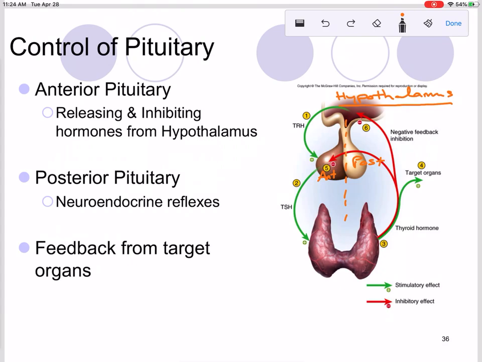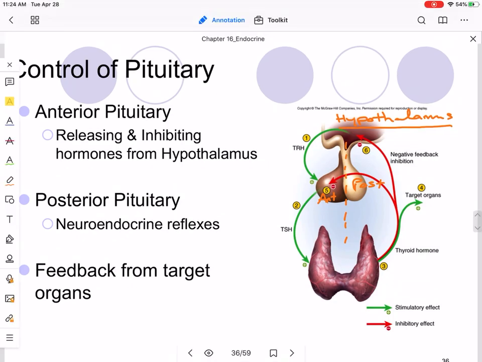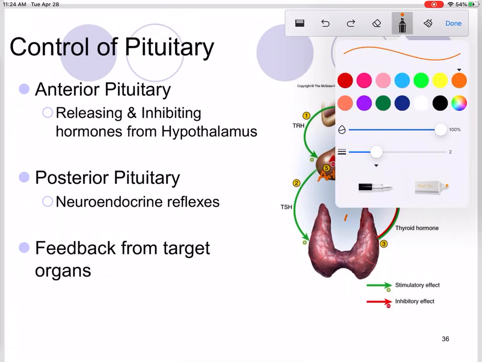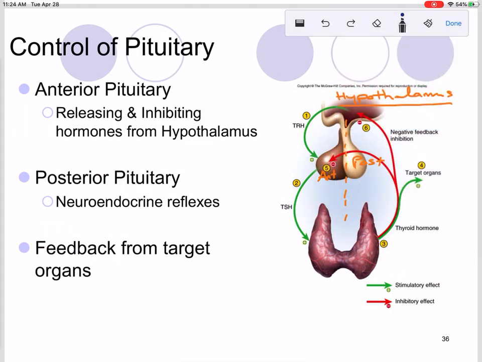So the hypothalamus oversees the anterior pituitary gland in a different way than it oversees the posterior pituitary gland. Let me change colors so we don't get so monotone. The connection between the hypothalamus and the anterior pituitary gland is done via blood vessels.